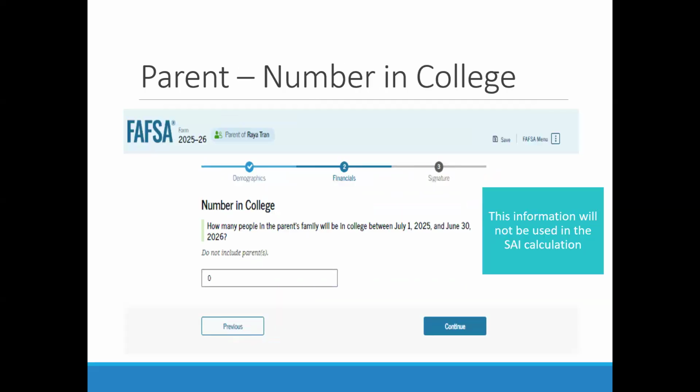You'll go ahead and include the number in college. This information is not used in the SAI calculation. A few years ago, it used to be included in the calculation. It no longer is.